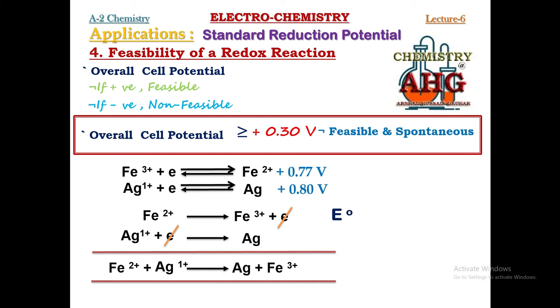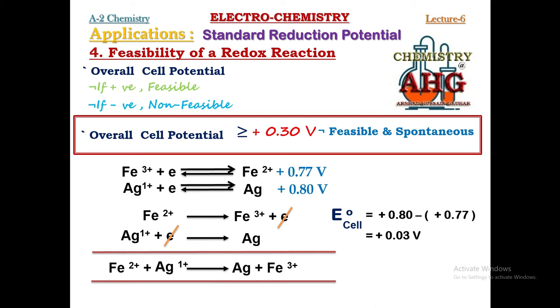The cathode in this reaction is silver, so you will take the reduction potential of silver, +0.80, minus +0.77. If you calculate it, you will come to know that the answer comes out to be positive. So it means when this reaction takes place, it will produce voltage, and as I told you, whenever a reaction produces voltage, that reaction is a feasible reaction. No doubt, right now this reaction is not spontaneous, because the limit of spontaneity that we have studied is 0.30 volt, but this reaction is feasible.